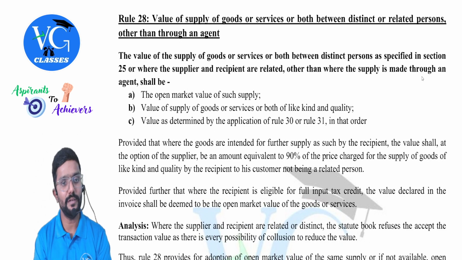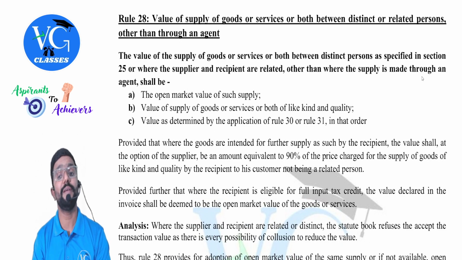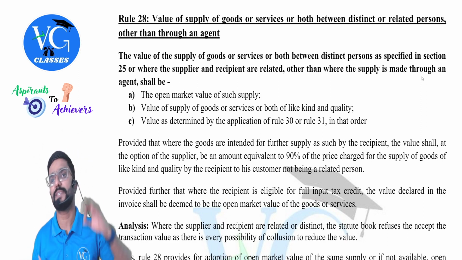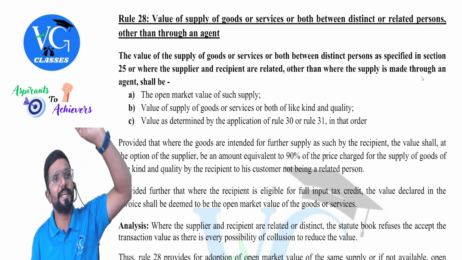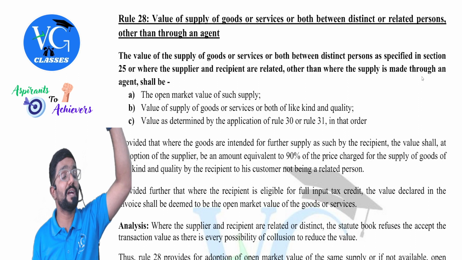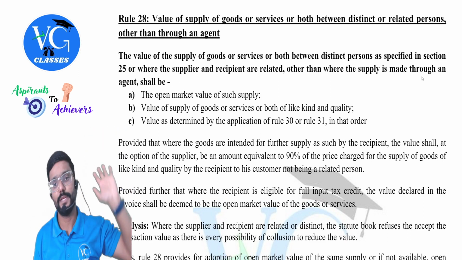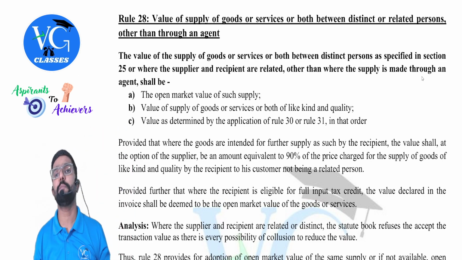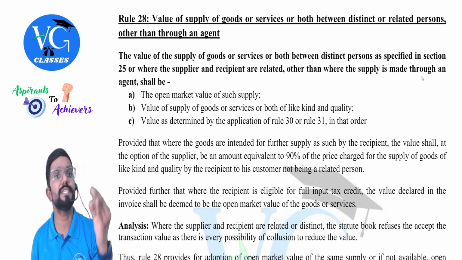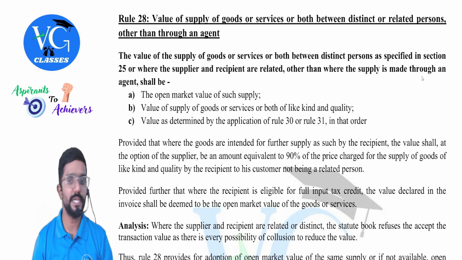Next, rule 27 done. 28. Value of supply of goods or services or both between distinct person or related person. Guys, what is distinct person? What is related person? We already understood. Related persons means as per explanation to section 15, we already covered it while covering schedule 1, para 2. In same place, we also spoke about distinct person. Simple, guys. Whoever has taken a separate registration but under one PAN, what do we call them as? Distinct person.